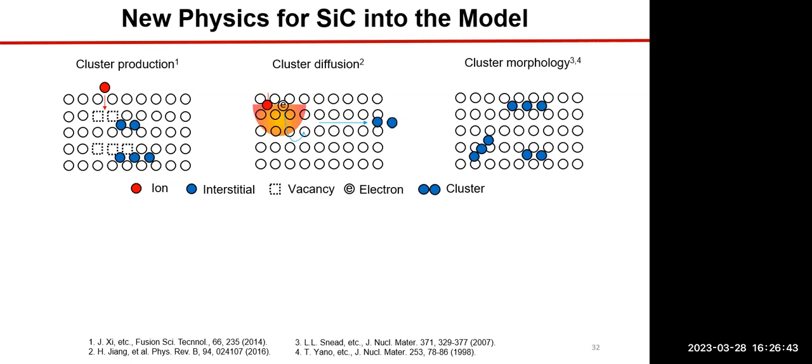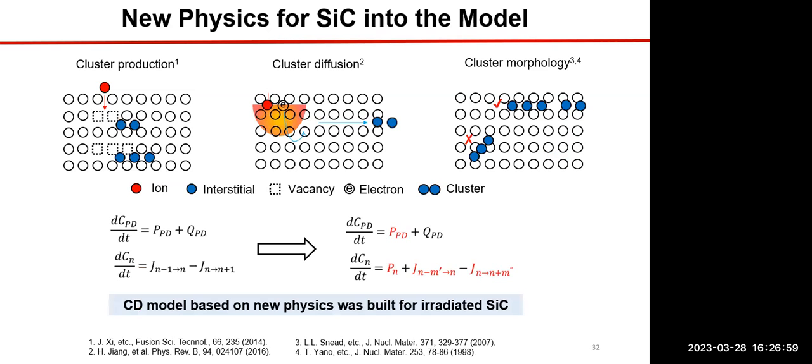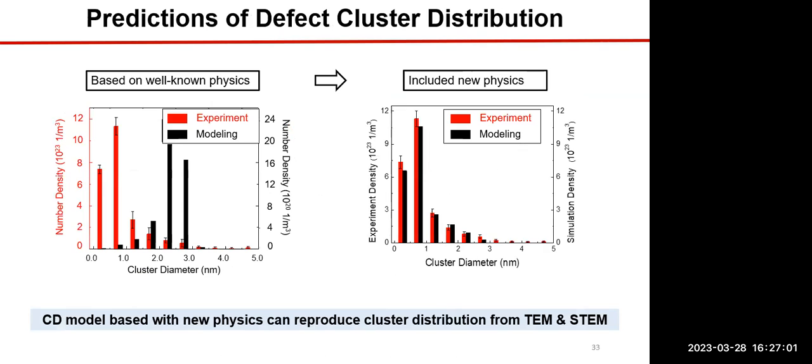And the third point I want to mention, as I mentioned before, is that from our experimental measurement, we observed some preferred morphology for the clusters in silicon carbide. After we include those three phenomena, we developed our model. At this moment, we can see the result, showing in the right-hand images. We can see that our current model can predict the experimental measurement very well.